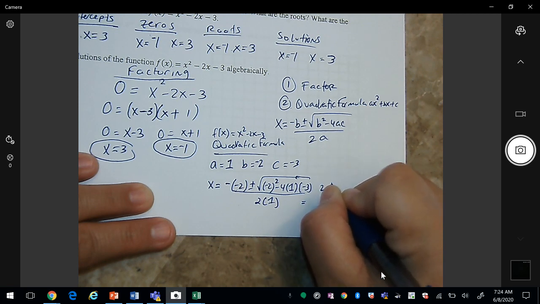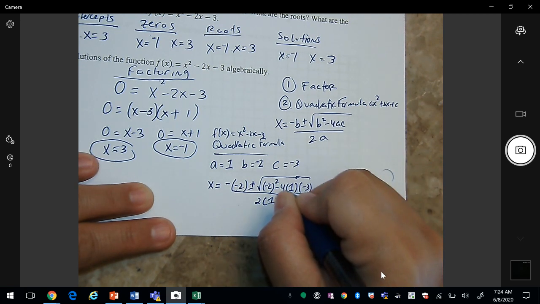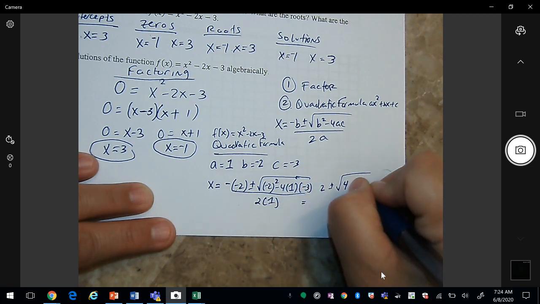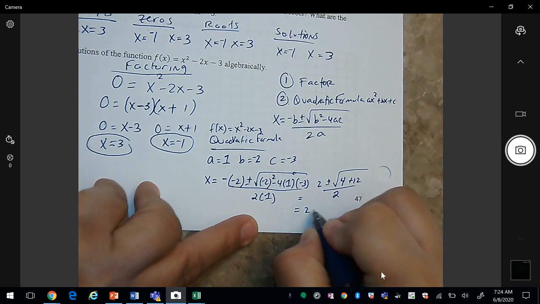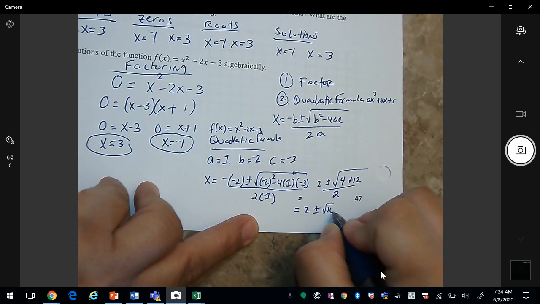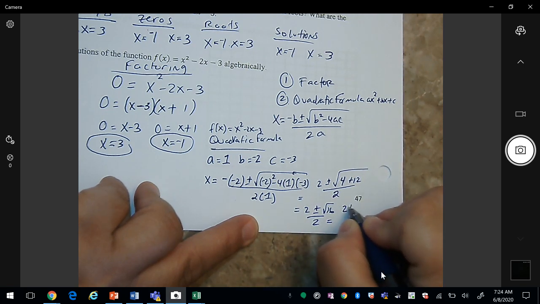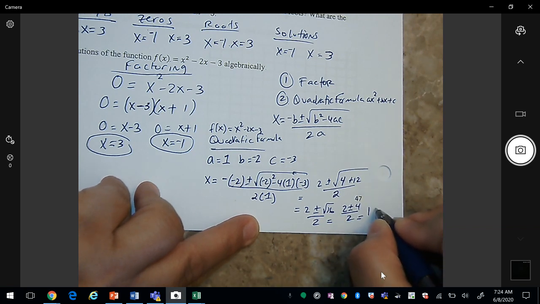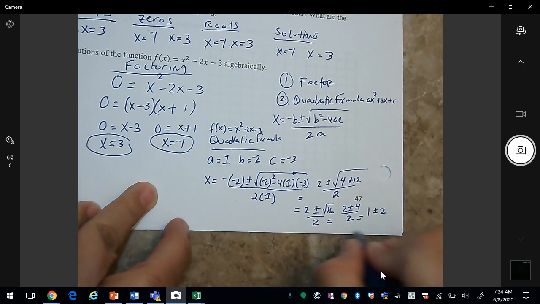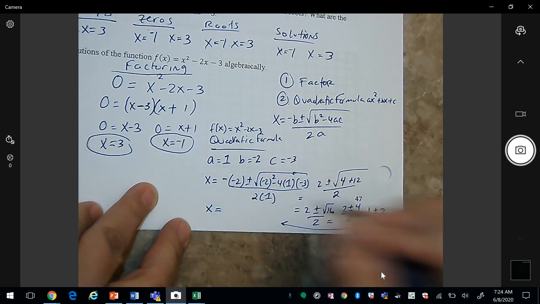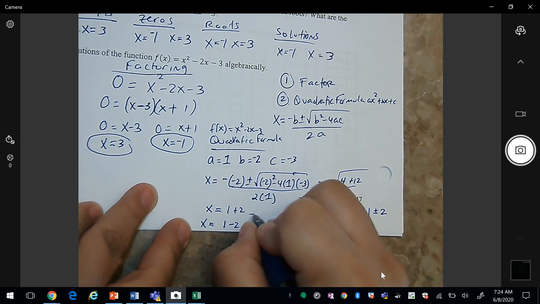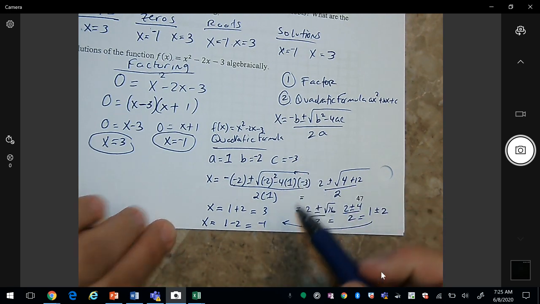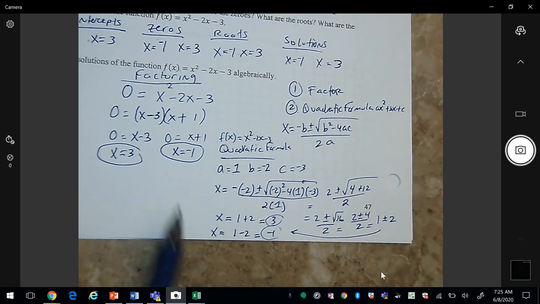So we get +2. -4 times 1 is -4, times -3 is +12. 4 plus 12 is 16. And the square root of 16 is 4. 2 divided by 2 is 1. 4 divided by 2 is 2. From here, we get two answers. x is equal to 1 plus 2, and x is equal to 1 minus 2. And so you can see we get the same two answers.